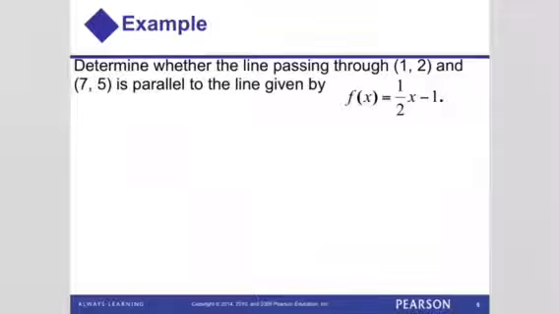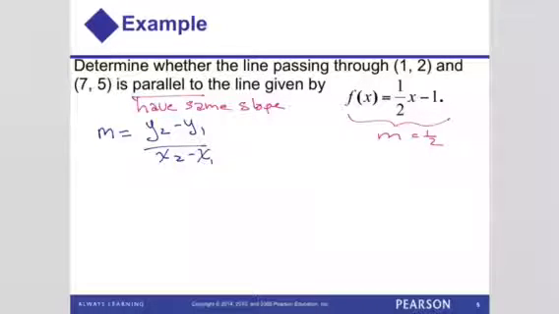Okay, so on this slide we want to determine whether the line passing through (1, 2) and (7, 5) is parallel to the line given by that equation. So the thing we have to remember is that parallel lines have the same slope. Right? And the slope of this line right here is 1/2. So the question is, if we find the slope of the line that goes through the other 2 points, will it be 1/2? So let's find the slope.